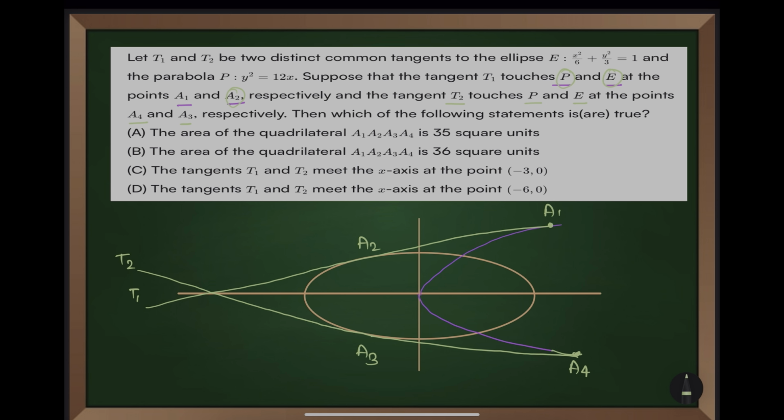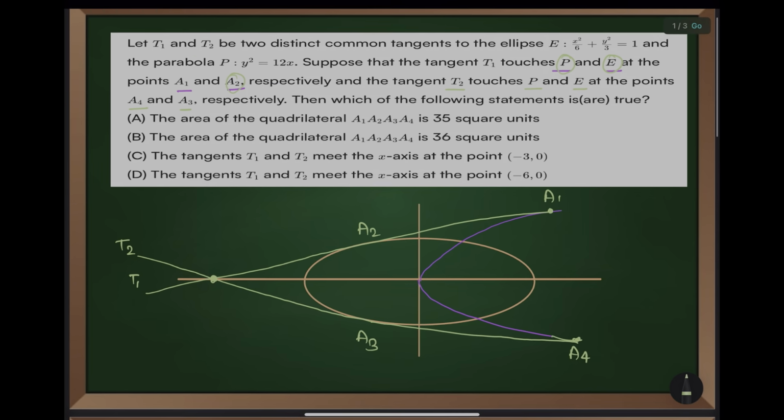Hopefully in this question they will talk about these four points, A1, A2, A3 and A4, like the area of the quadrilateral A1, A2, A3, A4. The tangents T1 and T2 meet at the x-axis, so you have to find this intersection point as well. Out of these four choices you have to select. Now let's try to solve this question.